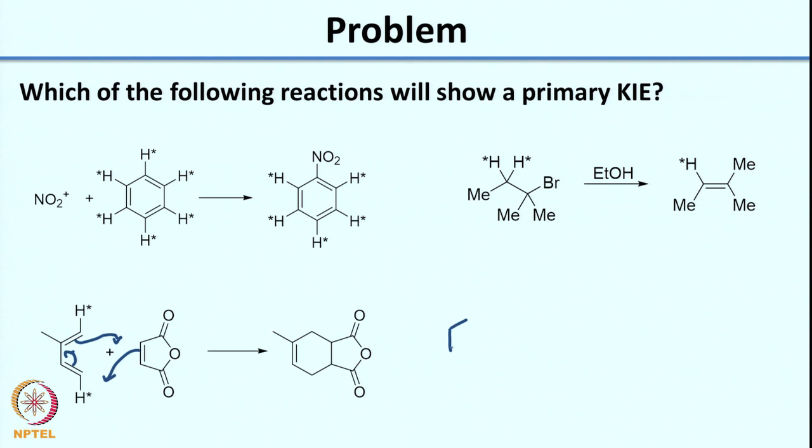So you will have a transition state which looks like this. You have partial bond formation and partial migration of the pi bonds. You have a methyl here and these are the hydrogens that have been labeled. So this is what your transition state will look like.